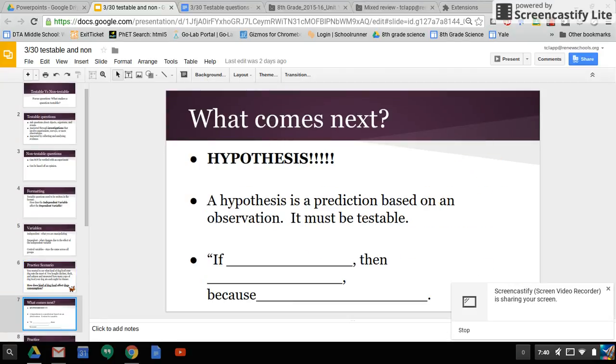What comes after this testable question? Well, after the testable question, we always go into the idea of the hypothesis. And this is a prediction based on the observation, and it must be testable. We usually write this in an if, then, because statement.